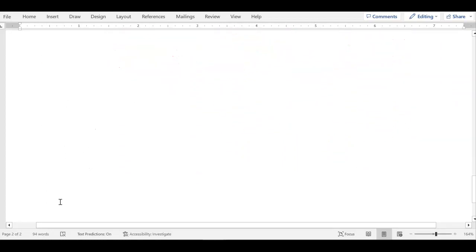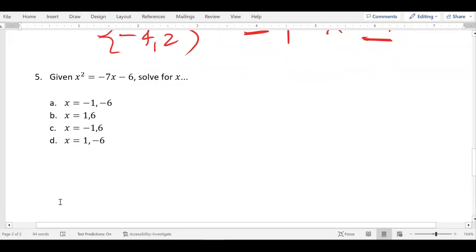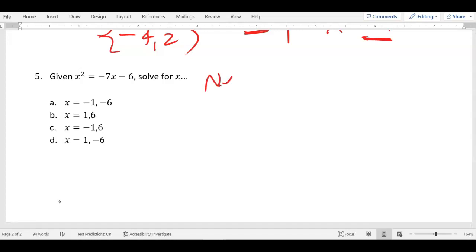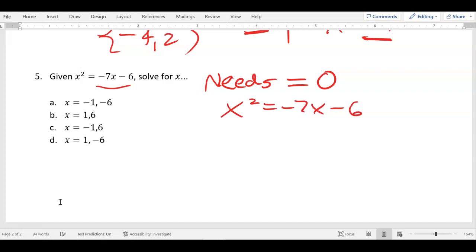All right. And then last one, number 5. We need to solve this for x. Now, remember, it needs to equal 0, and it doesn't equal 0. So let me write this out. We are going to get this to equal 0.